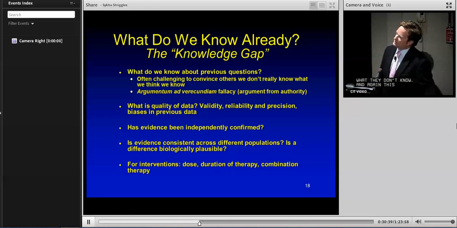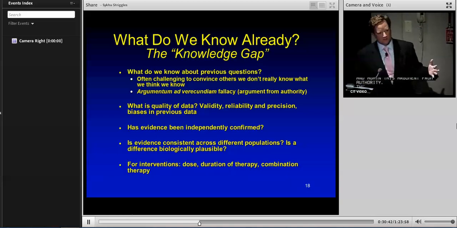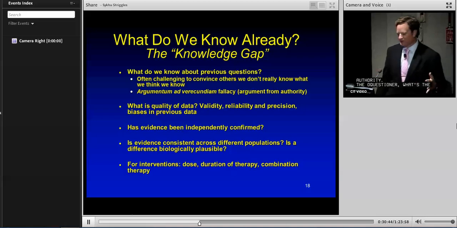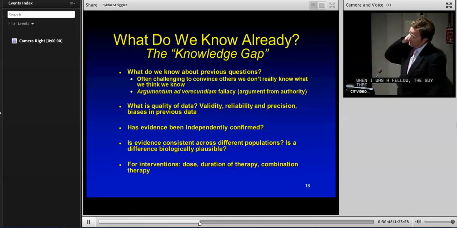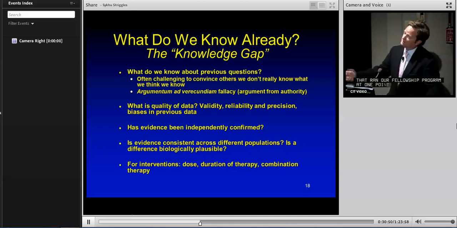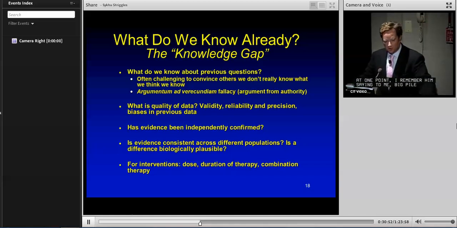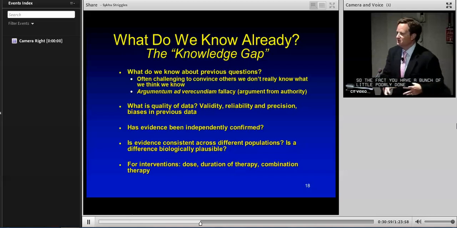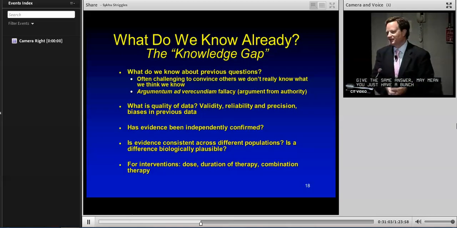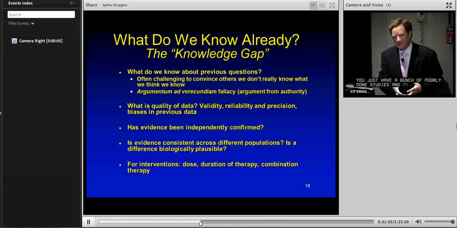The other question is, what's the quality of the data? When I was a fellow, the guy who ran our fellowship program, at one point I remember him saying to me, a big pile of garbage just smells worse than a smaller pile of garbage. So the fact that you have a bunch of little poorly done studies that all give you the same answer may mean you just have a bunch of poorly done studies, and piling them all together doesn't make that into a valid answer.